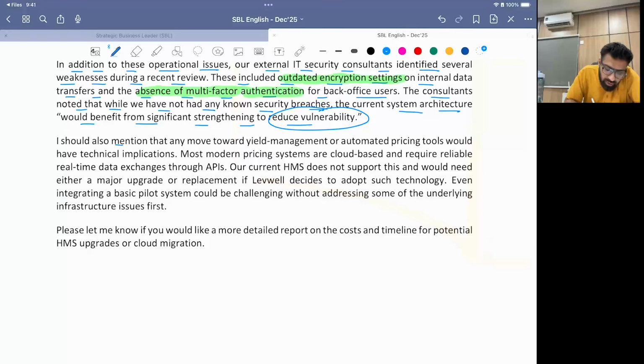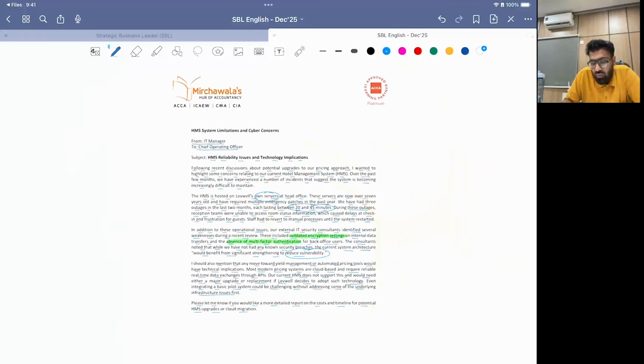I should also mention that any move toward yield management or automated pricing tools would have technical implications. Most modern pricing systems are cloud-based, with real-time data exchanges through APIs, so our current HMS does not support this and would need either a major upgrade or replacement. Even integrating a basic pilot system could be challenging without addressing some underlying infrastructure issues. So please let me know if you would like a more detailed report on the cost of HMS upgrades and cloud migration.